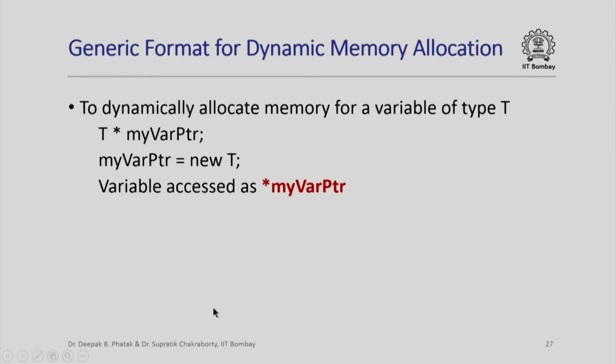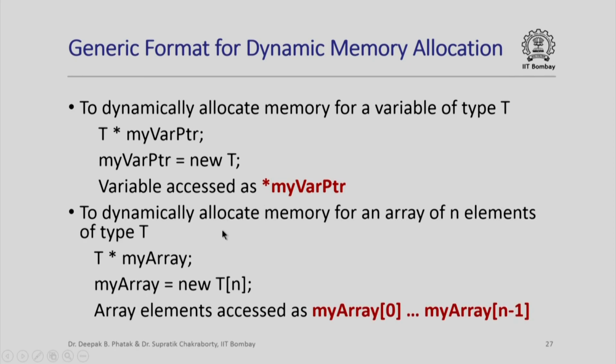So the generic format for dynamic memory allocation is something like this. Dynamically allocate memory for a variable of type t. I declare a variable which is a pointer to t, and then I use that variable and assign it the value that is returned, the address that is returned by new t. So I am saying give me space for a new variable of type t, and the address of that is going to be of type t star, and that is going to be assigned to my var. How am I going to access the variable? This is using our usual star operator, the content of operator. We access it as star my var pointer.